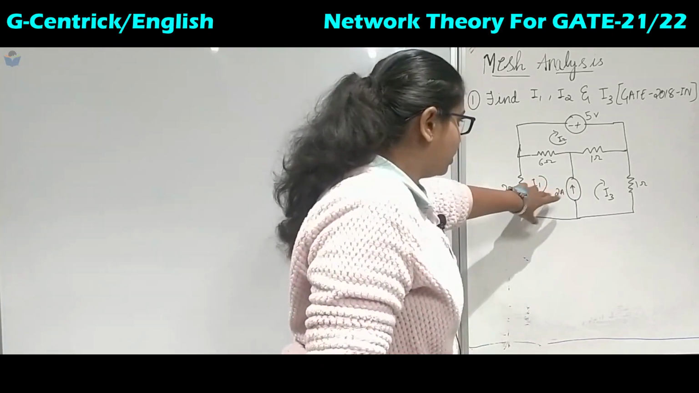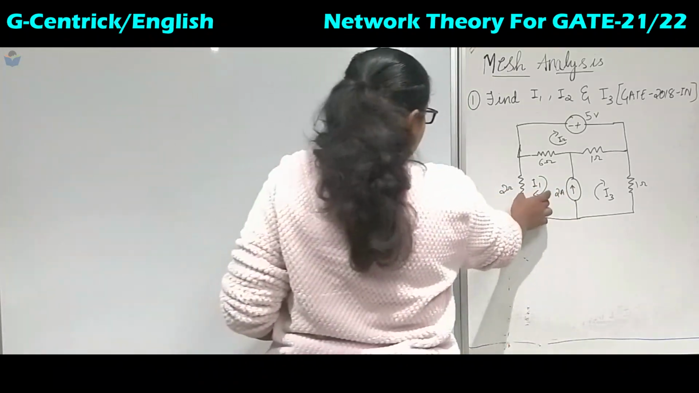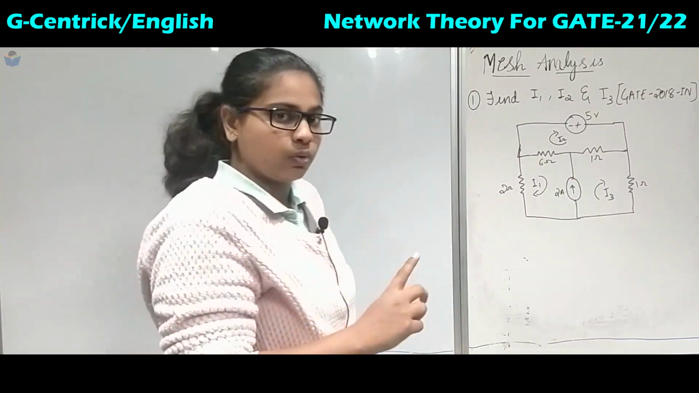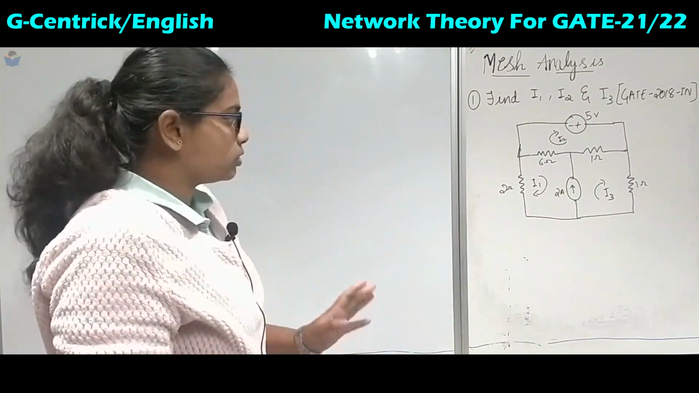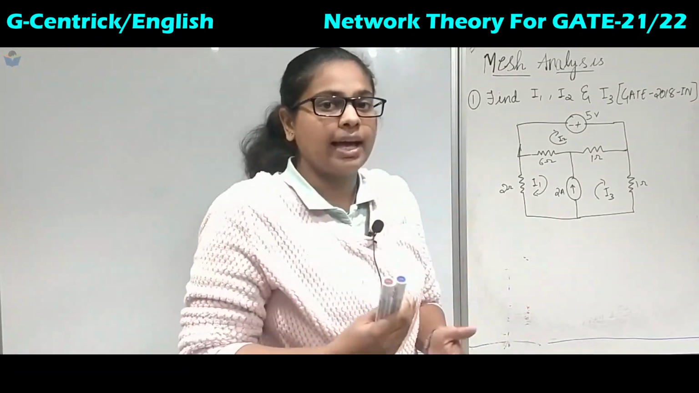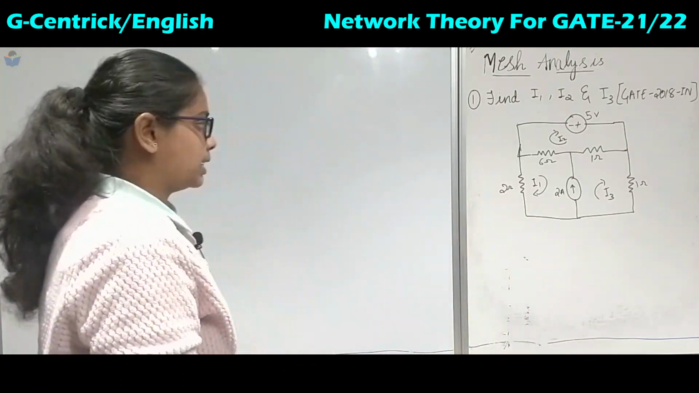Whereas if you take mesh analysis, you will get three unknowns, that is I1, I2 and I3. In nodal analysis also you will get three unknowns, that is V1, V2 and V3. So in both cases you need to find three unknowns, but in nodal it will be an extra step, and in this case we reduce one step.